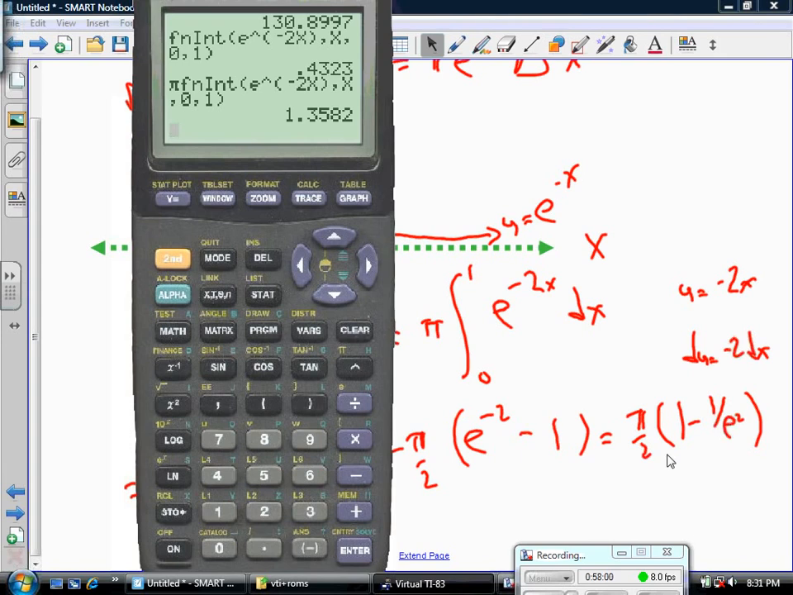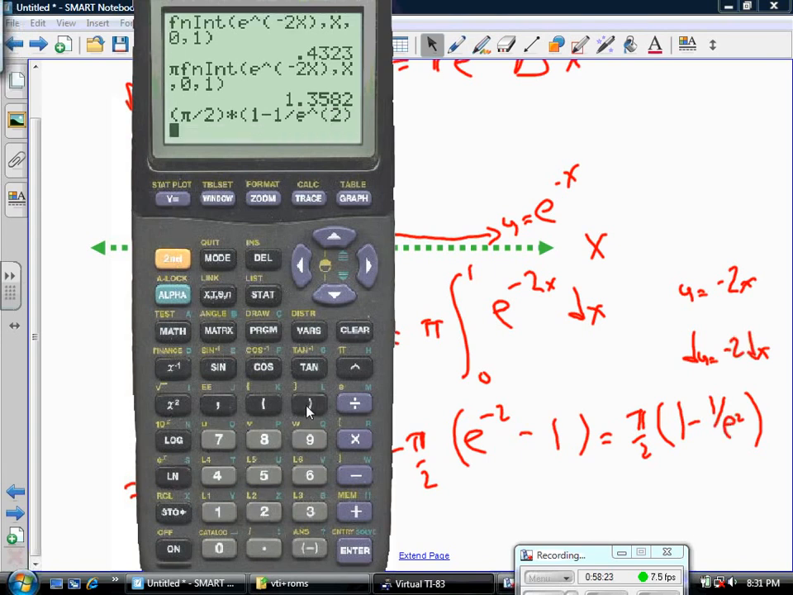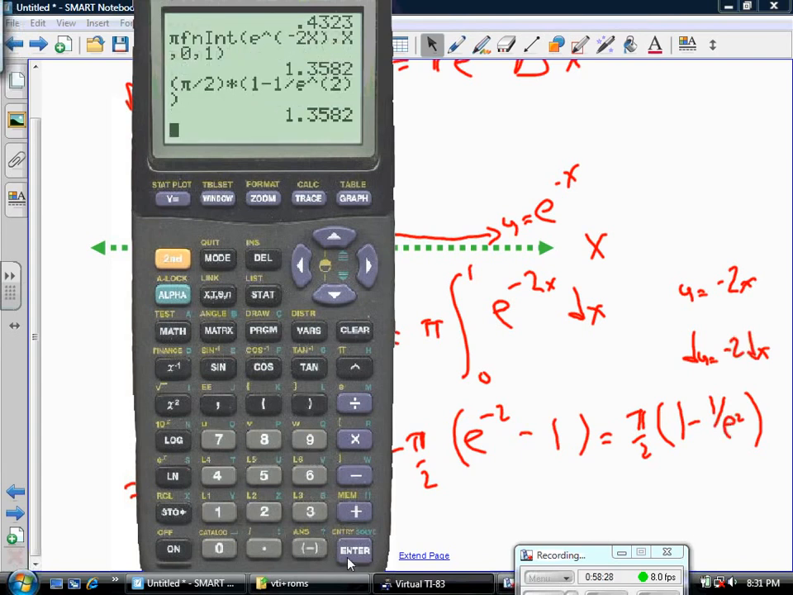Well, let's see as a decimal if that matches. Okay, so it's quantity, pi, over 2, times the quantity, 1 minus 1 over, or I could just write e to the negative 2, but over second e squared. Close the e, close the product. And do we get 1.3582-ish? We do. So that's just a little check, okay?